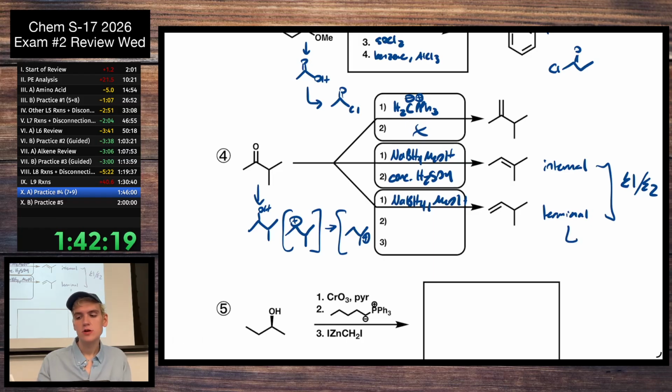And specifically for terminal, we need our bulky base. So we need to use a KOtBu, potassium tert-butoxide. But we can't do that on an alcohol. So we need the alcohol to be a better leaving group first. So I'm going to turn it into like a bromine. You could turn it into whatever leaving group you want.